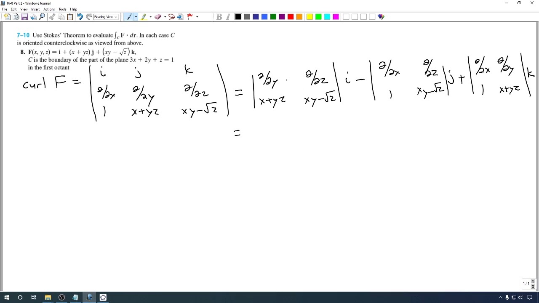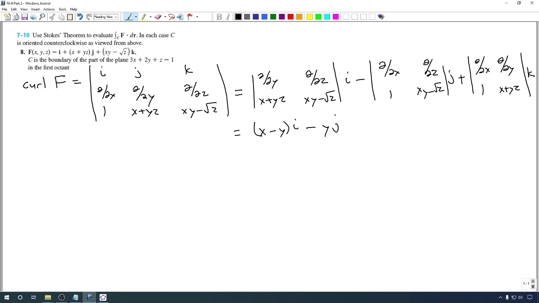When we go by diagonal, we'll take the derivative with respect to y of xy minus square root of z. Of course, that's just going to be equal to x. The derivative of x plus yz with respect to z is going to be y that we're subtracting. So our i component is x minus y. Here we have the derivative with respect to x of xy minus square root of z. Of course, that's just going to be y. And then the derivative with respect to z of 1 is 0. So we have y times j, or technically minus y, because we have that negative there.